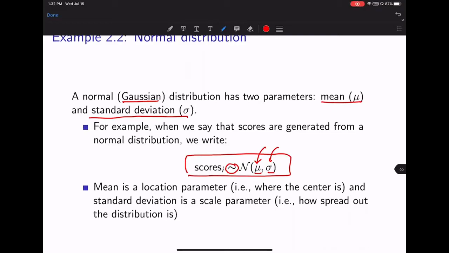The second parameter is called standard deviation. And this is called a scale parameter. Again, if you have trouble understanding location and scale, that's okay. The gist of the standard deviation is it tells us how spread out the distribution is. I'll show you a few examples in a minute.